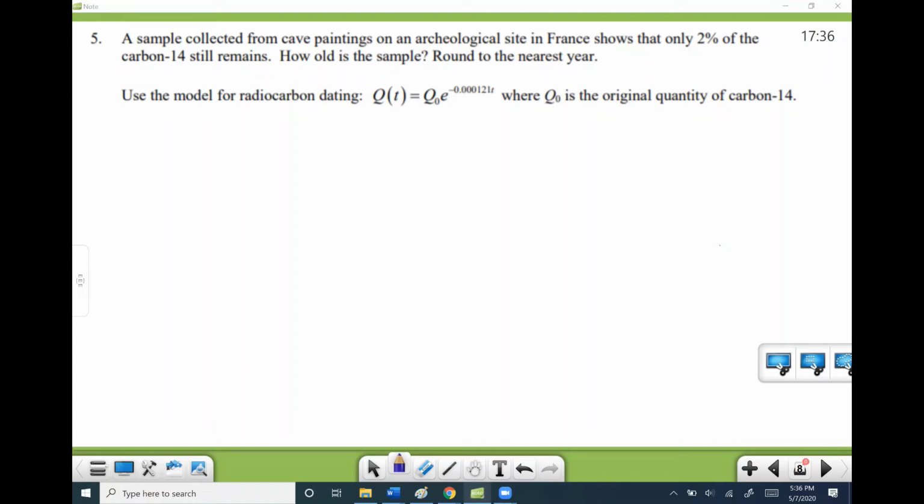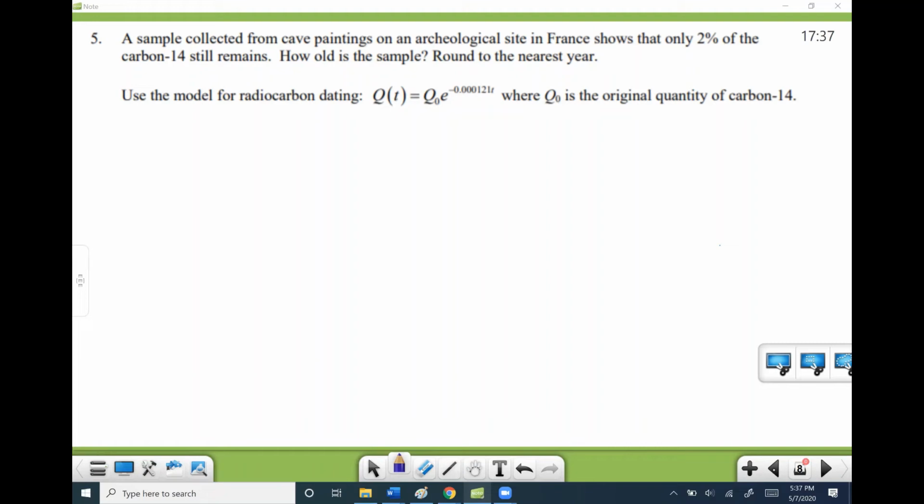A sample collected from cave paintings on an archaeological site in France shows that only 2% of the carbon-14 still remains. How old is the sample? Round to the nearest year.